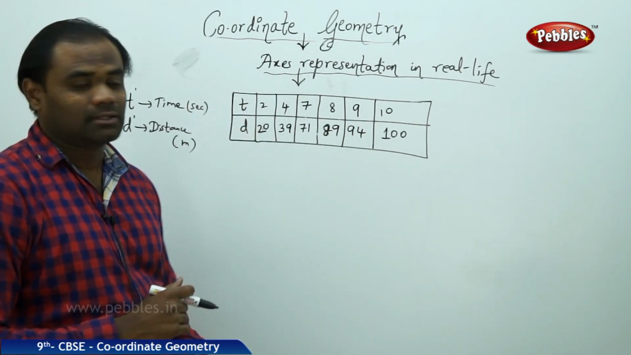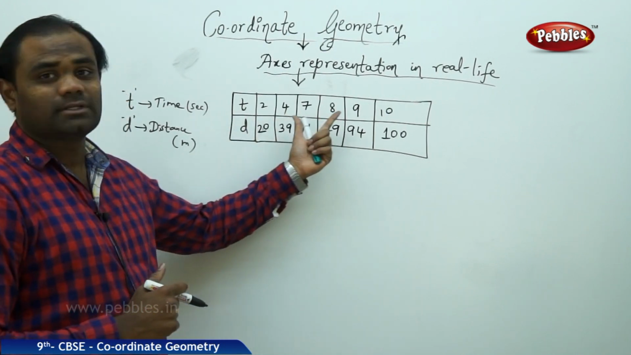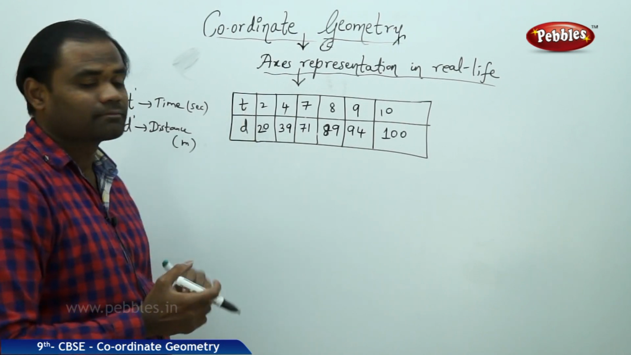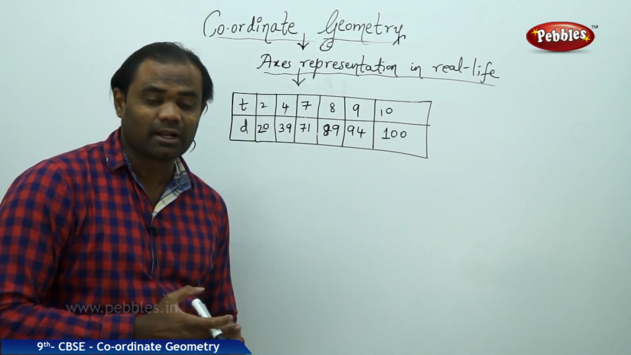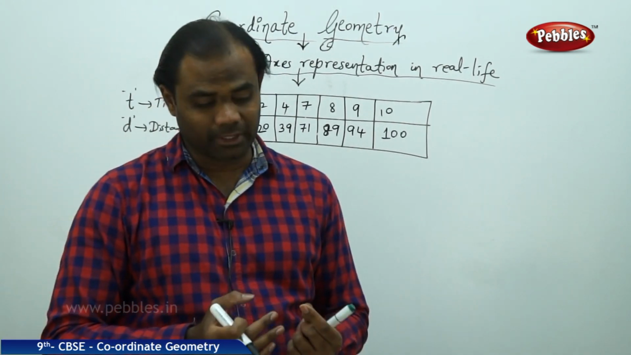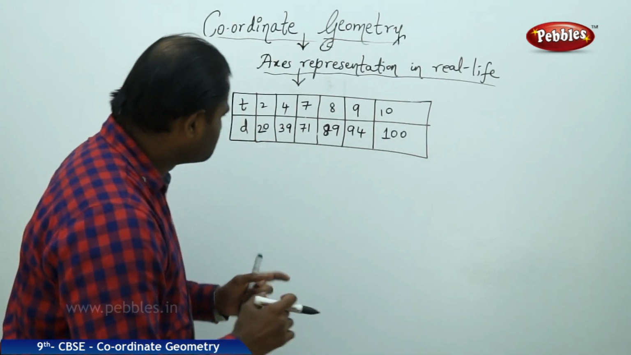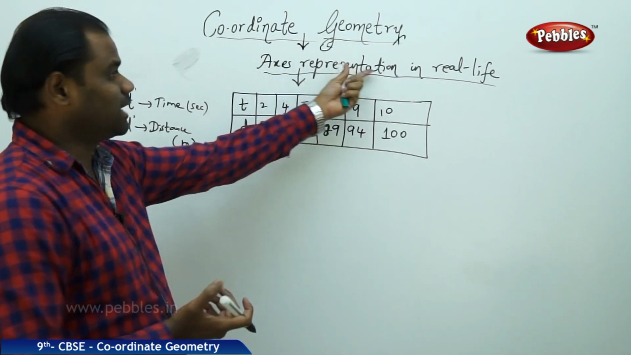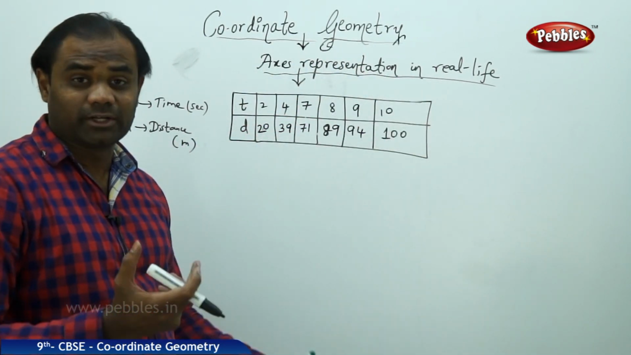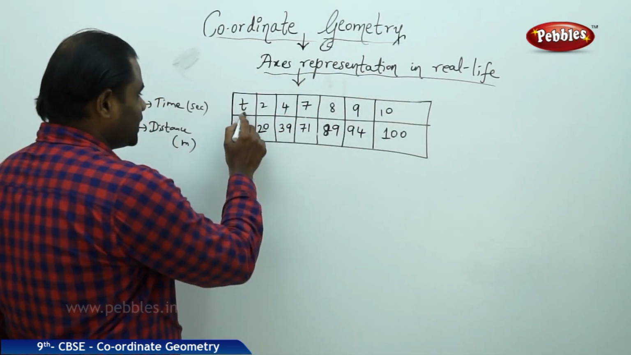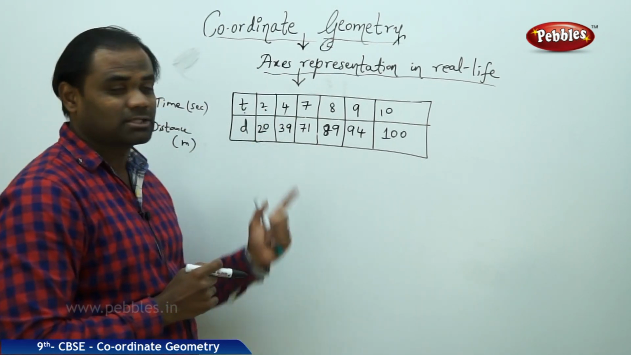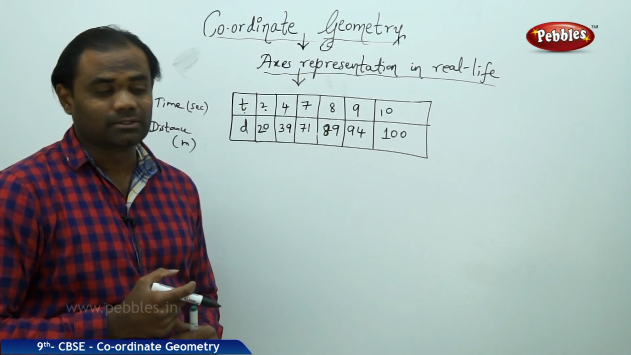The first row refers to the time taken by the sprint participant in each of the seconds, and the second row represents his running distance of the 100-meter race. So this gives me a picture of a real life problem which I'm going to convert into axis representation. Quite interesting. So here the time refers to the first 2 seconds. The distance covered by the sprinter is 20 meters.